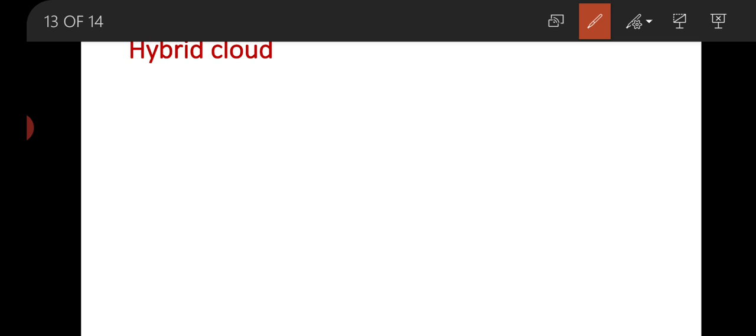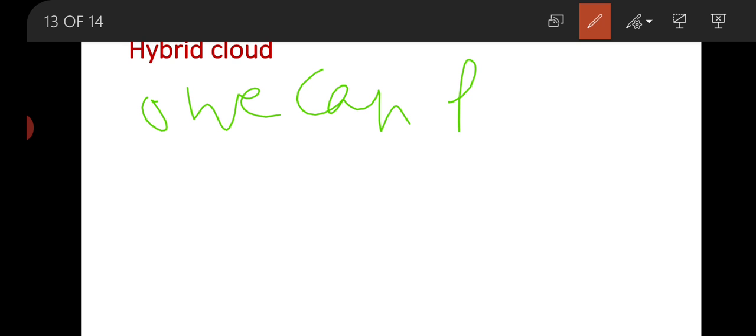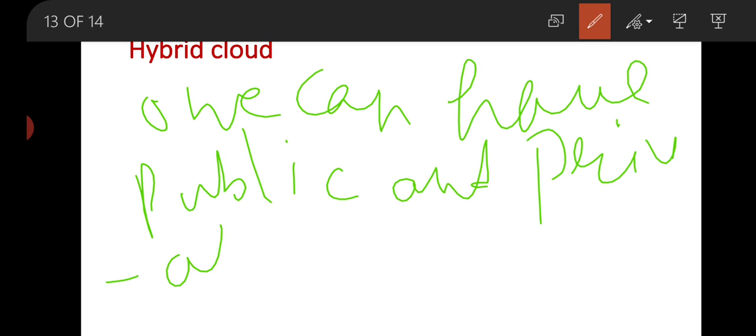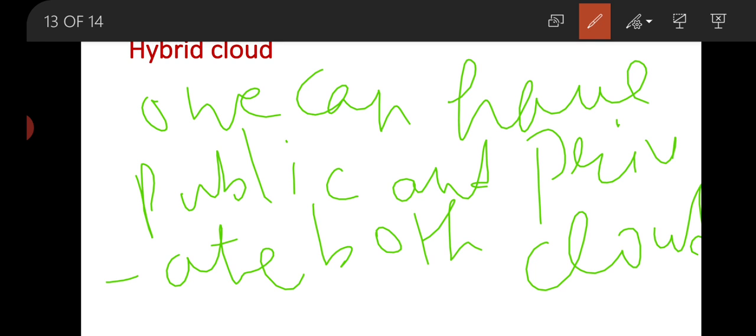Next one is hybrid cloud. Hybrid cloud means one can have both public and private clouds. That means any organization or person who uses both public cloud and private cloud. This is called hybrid cloud, the combination of public cloud and private cloud.